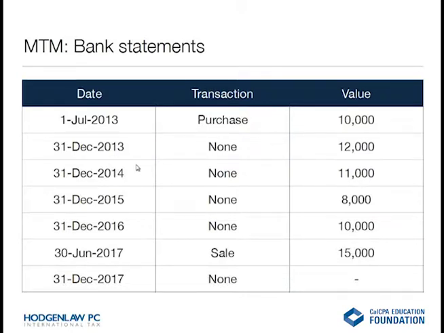So let's say you got the bank statements and you have this transaction data. It's just summarized in a table here to make this convenient, but obviously if you were working with the bank statements, they probably wouldn't put it together so nicely for you. So July 31st, we have a purchase. Value is $10,000. And I'm just going to be working in US dollars here, assuming that this started out in a foreign currency and was converted to nice round numbers for example purposes. At the end of the year in December, it's worth $12,000. End of 2014, it's worth $11,000. 2015, worth $8,000. 2016, $10,000. And then on June 30th, 2017, you have a sale for $15,000. So you can see the value fluctuates up and down over the years, and then they end up selling it at a gain.